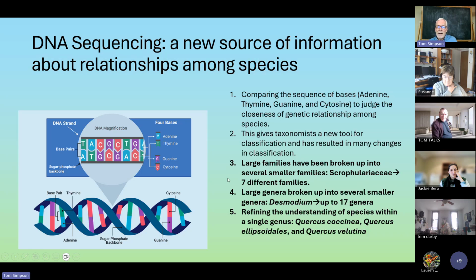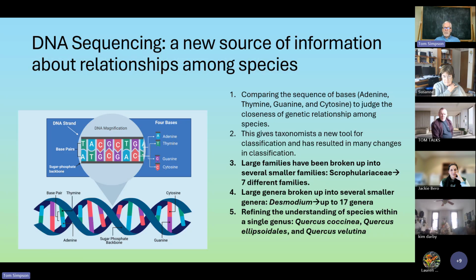And so, for instance, we've now taken the genus Desmodium, what all of us old guys would have said, well, it's a perfectly good genus, and they're all tick trefoils, and all make those little triangular seeds that stick to your socks when you walk through the woods. But no, now it's 17 different genera. So, a pretty radical breakup of a familiar genus.